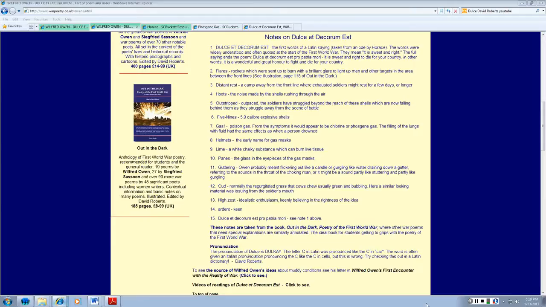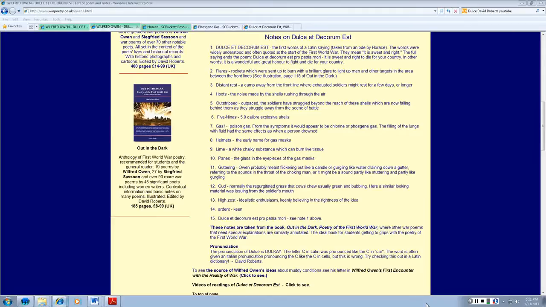As always, it's important to understand what language in the poem means. First of all, there is obviously the reference in the title, the allusion. And then because this was written almost 100 years ago during a different time, it's important for us to understand the language. The flares here are rockets. Distant rest means that the soldiers were away from the front lines. Outstripped, being outpaced. Five-nines were shells.